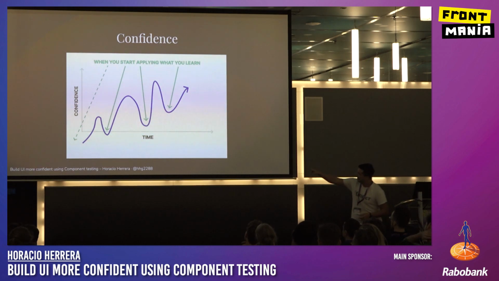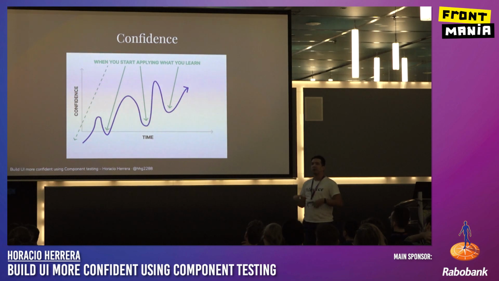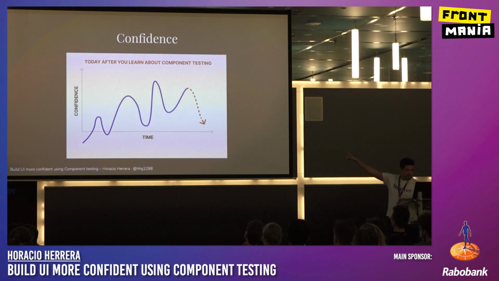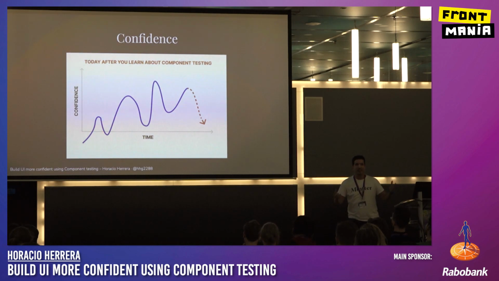So then the valleys are when we start applying those learnings, right? When you understand how tests work, and you start testing your code in maybe a little application, and then you start applying it in your code base, in your product, in your company, then you start getting confidence again, and you feel great, and you feel awesome. So this is good. And you see there's a little decline at the end. It's because this is today, after you learn component testing. Because you learn about component testing, you say, damn it, I need component testing in order to gain more confidence. This is what everyone does.